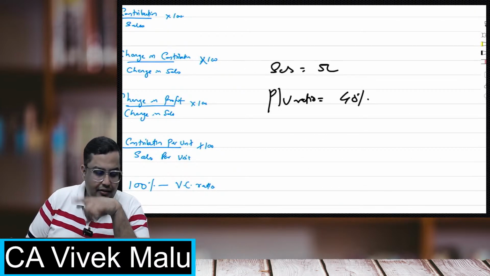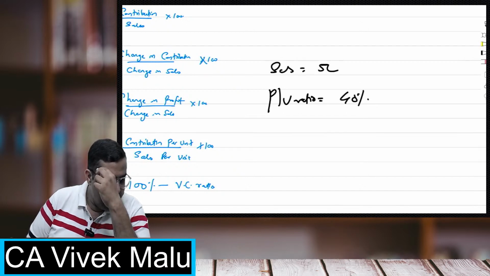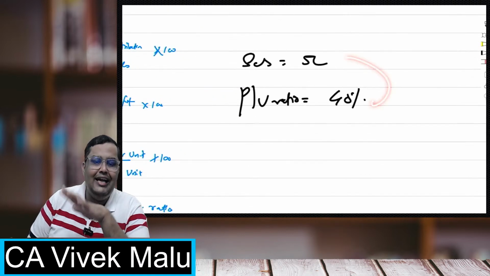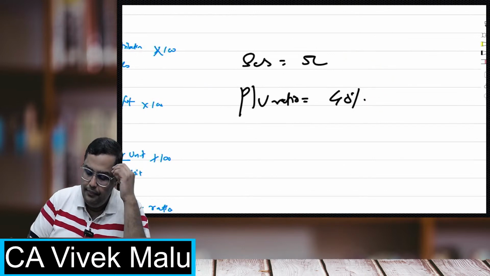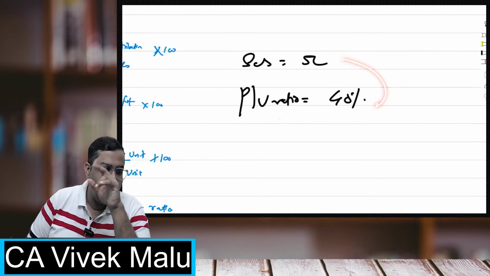So Sanmita, your answer is correct. Siddesh, please check again. Arya, Shikha, Abhijit, Avni, Samitha, Sujan, Shreya, Bhavya, your answers are correct. Remember, sales into PV ratio directly gives you the contribution. Okay. So 5 lakh into 40%, that is 2 lakh. Perfect. Vaishnavi, Tanushri, perfect.